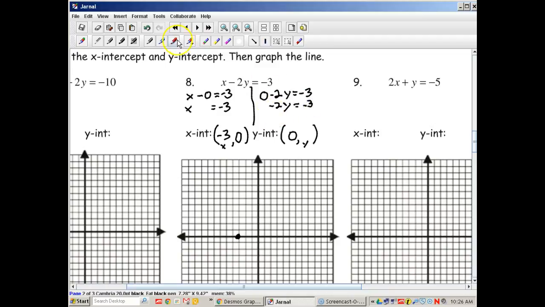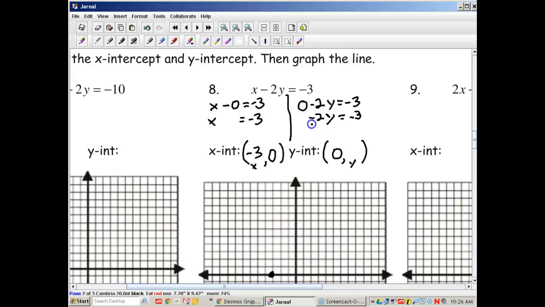Alright. Now, all of a sudden, you have to actually make sure you show the work, divide both sides by -2. It's not always going to be these nice numbers. So -3 over -2 equals 3 over 2. And how do you graph 3 over 2 on a number line? Where is 3 over 2 on a number line?